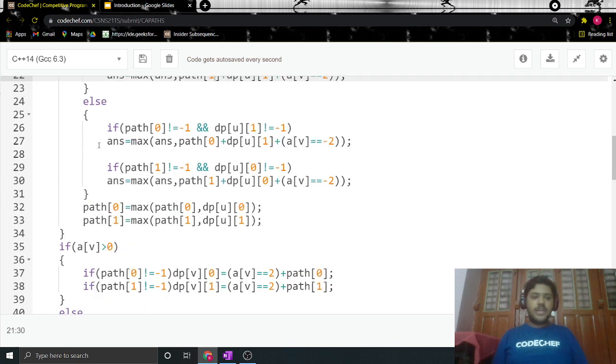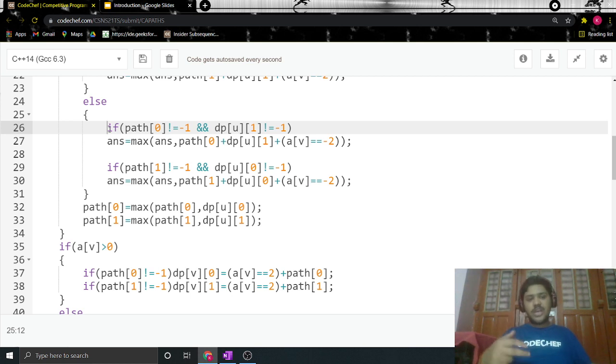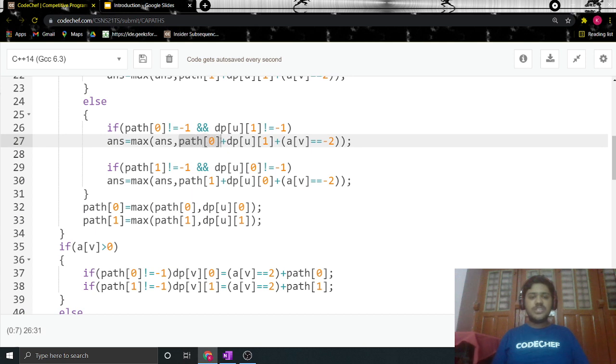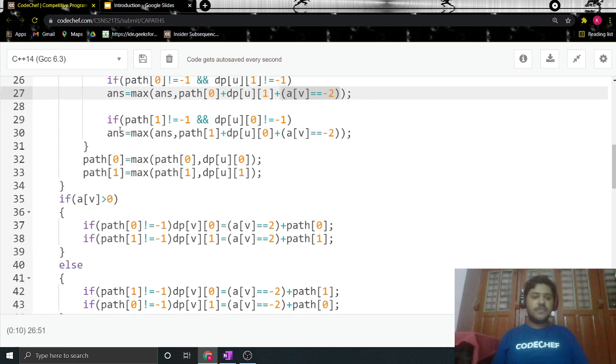Now, if a of v is negative, it is -1 or -2, then in order to make it positive, I would consider one child having a positive value and one child having a negative value, because two negatives would cancel out and there would be a positive, so it would be greater than 0. So path 0, if there exists a path which is having a positive value and the current node has an offering of a negative product, then just consider path of 0, which is the positive product path, and dp[u][1], which is the negative product path, and v yourself is a negative. So negative into negative is a positive, and into positive is a positive.